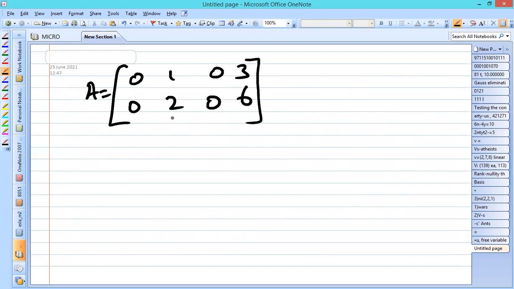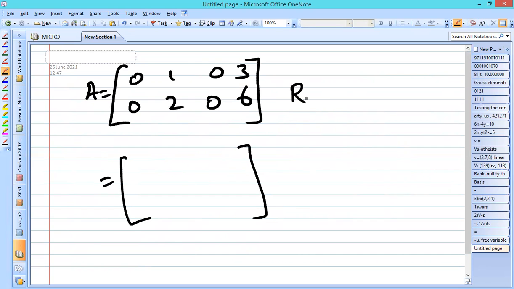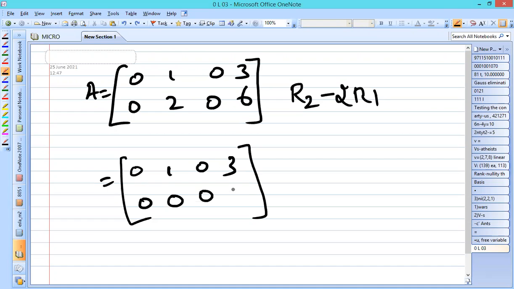First we'll reduce this given matrix into the row echelon form. Which operation can be performed to get the reduced form? The lower rows' elements must be 0. So R2 minus 2 times R1. This is the simple matrix we have taken. If you do that, the first row remains 0, 1, 0, 3, and all the elements in the second row become 0. So this is the row echelon form U of the given matrix A.